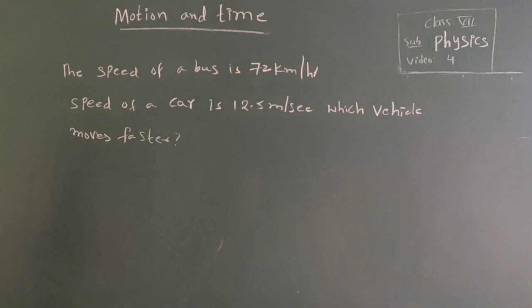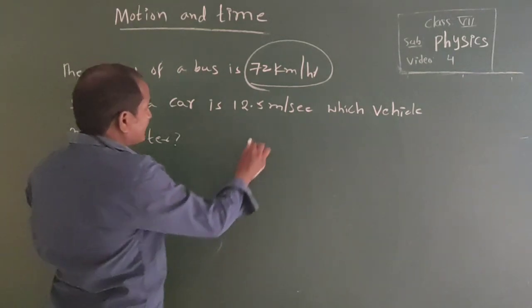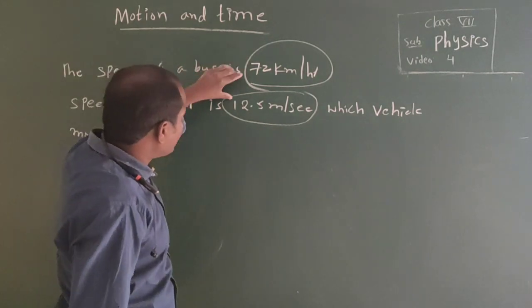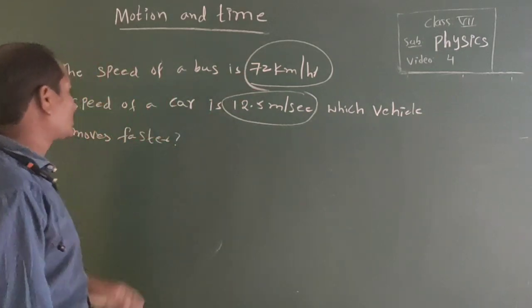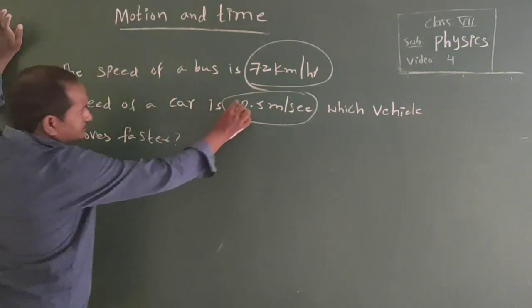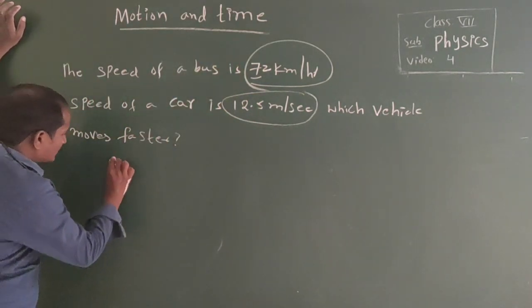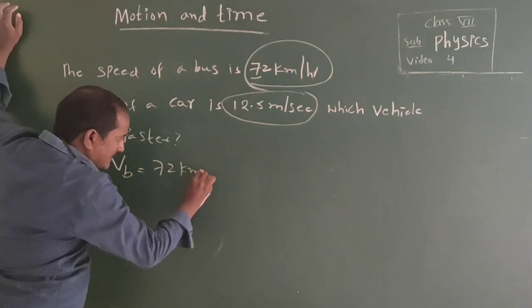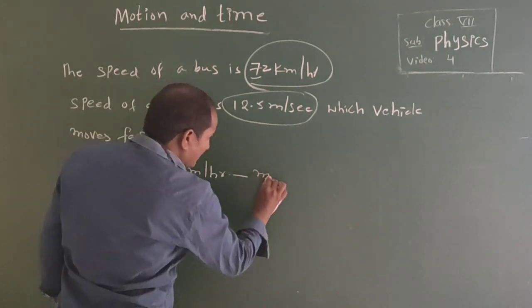The speed of a bus is 72 km per hour. It is in kilometer per hour, but the speed of the car is given in meter per second. Now the speed of the bus can be changed into meter per second, otherwise the speed of the car changed into kilometer per hour. Okay, now I am going to change the speed of the bus. So VB, the speed of the bus, equals 72 km per hour changed into meter per second.